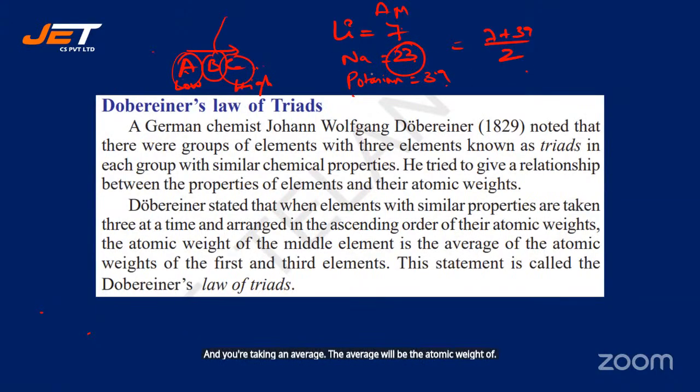the average will be the atomic weight of sodium. So always remember, the average of the atomic weights of the first and last element in a triad will be equal to the atomic weight of the middle element in a triad. So that will represent Dobereiner's law of triads. So when we take three elements and arrange them from lower to higher atomic weights, if we add the first and last atomic weights and take their average, we get the atomic weight of the middle element. So this is the law of triads.